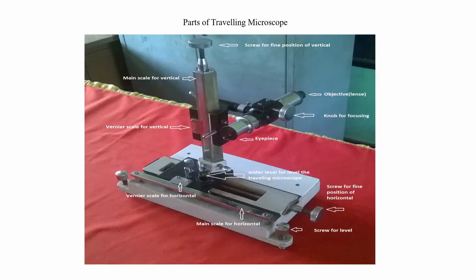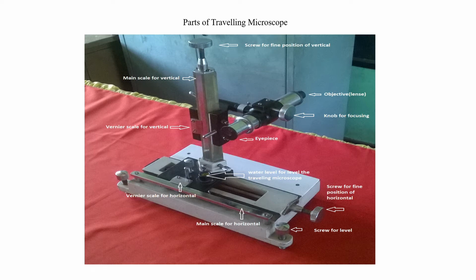Next, I just want to give a brief introduction of the parts of the travelling microscope. Most of you all are aware of it. It has an objective lens and the eyepiece, and you can vary the distance of the objective lens from the object using the knob for focusing, which is also called the rack and pinion adjustment. And we have two scales. One is the vertical scale and the other is the horizontal scale. The graduations on both the scales are the same.